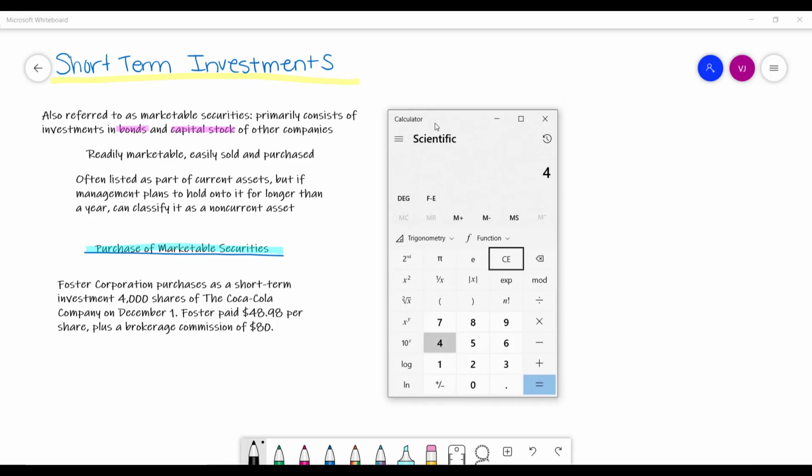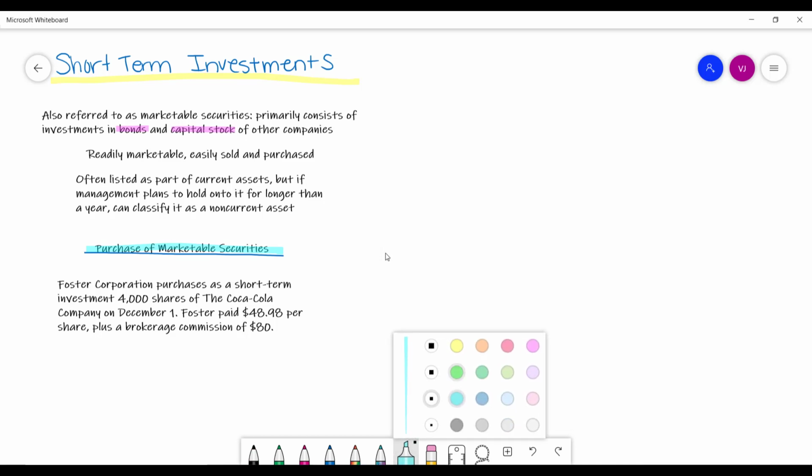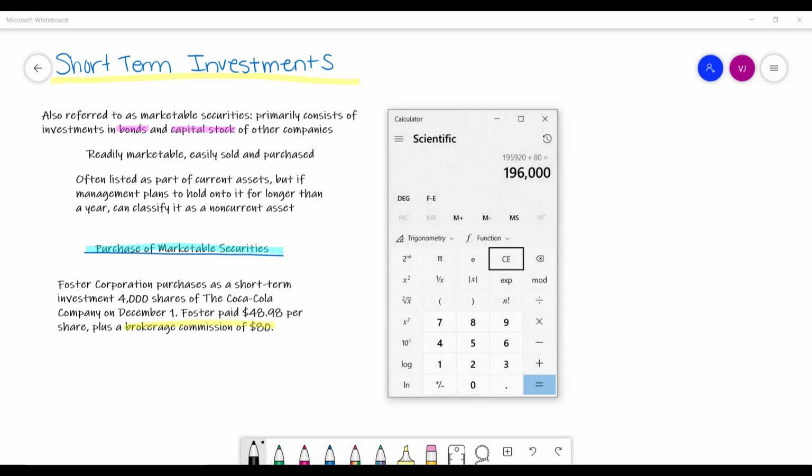So let's take a look. We bought 4,000 shares times $48.98 per share, so we paid $195,920, plus we had to pay $80 in brokerage commissions. So the overall amount that we're having to pay is $196,000. You don't want to forget about adding in the cost of that brokerage commission there. So the total amount, the 4,000 times the 48.98 plus the 80, gives us $196,000.